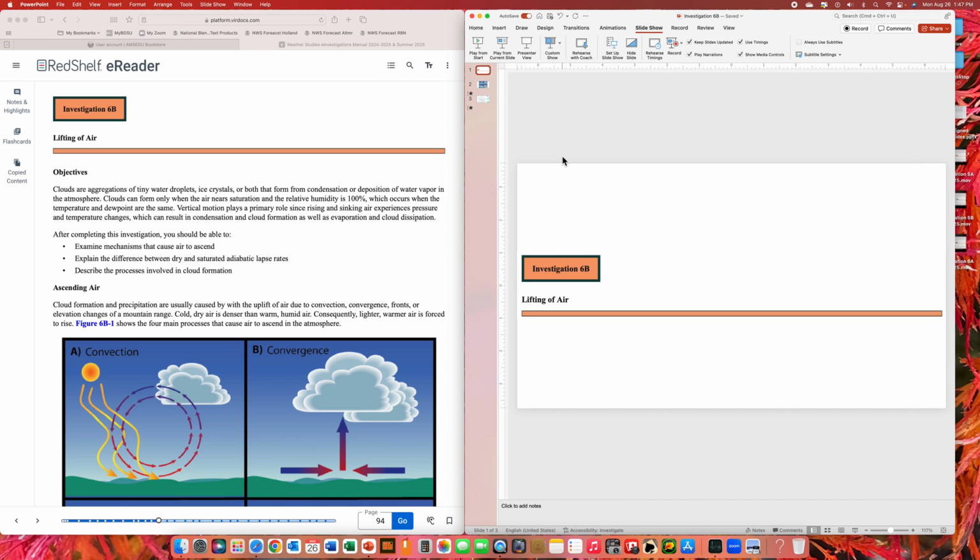So in order to get clouds and precipitation in the atmosphere, A, you need to have water vapor in the atmosphere. You need to have a sufficient source of water. And then B, you need some sort of a mechanism to lift that air. So what we're going to be doing in this investigation is, number 1, we're going to look at some of the mechanisms that cause air to rise. And then number 2, we're going to talk about how it is that given a sufficient amount of vapor in the air, with that rising air, we get clouds and precipitation. So having said all that, let's begin the slideshow.